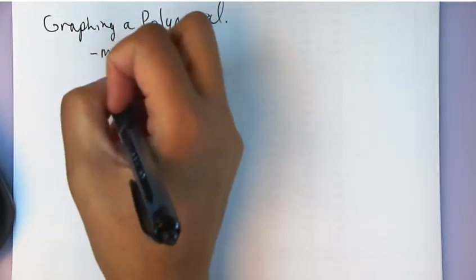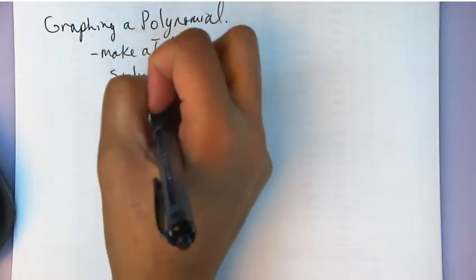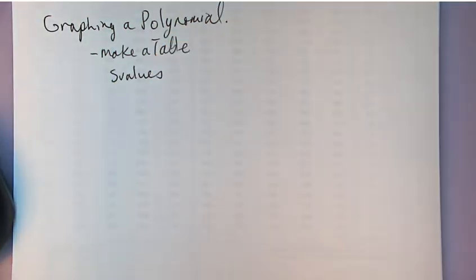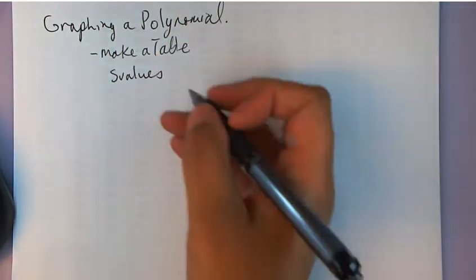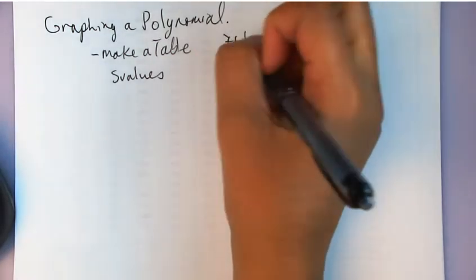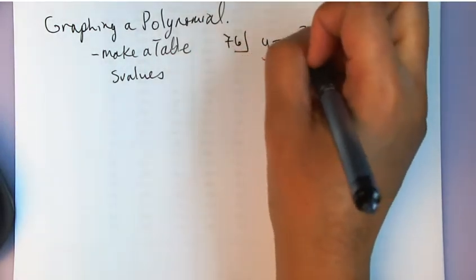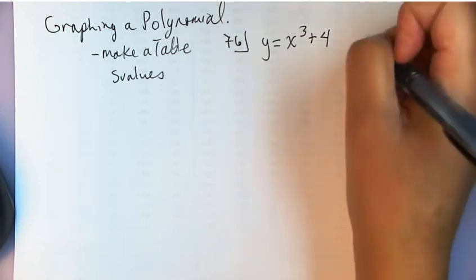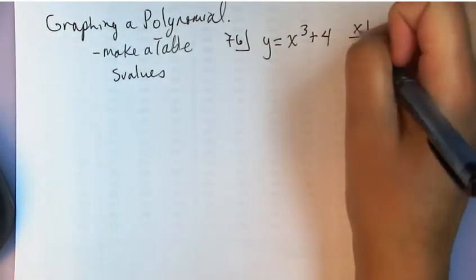Now when we're dealing with a polynomial, a lot of times you want to pick like 5 values, and that helps us get a better sense of what's going on. I'm going to be looking at number 76, y equals x to the third plus 4. So I'm going to get me a table going. Here's x and y, and we already know how to graph using a table.